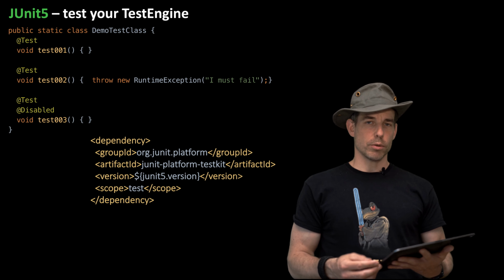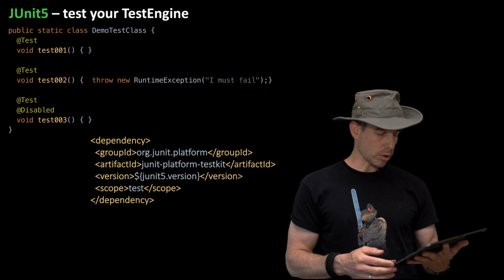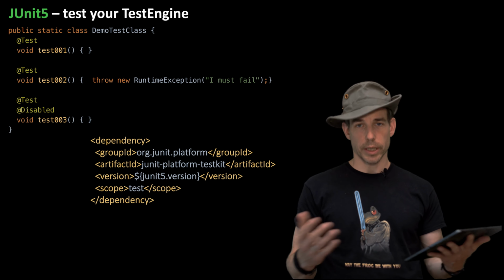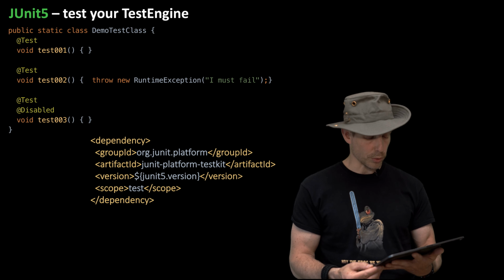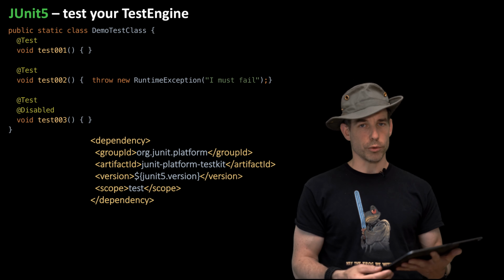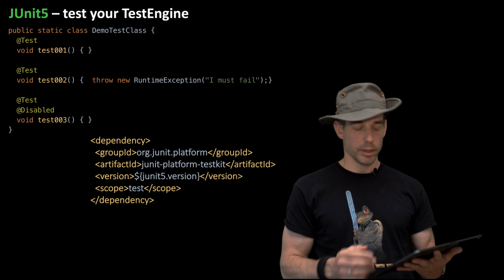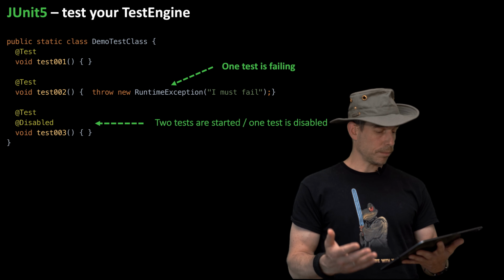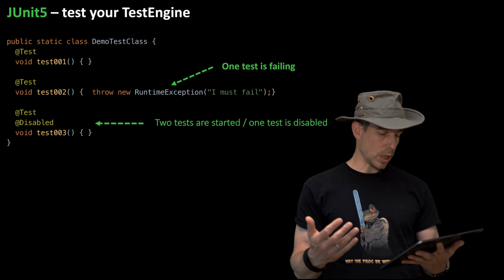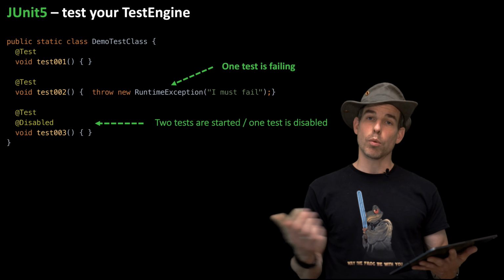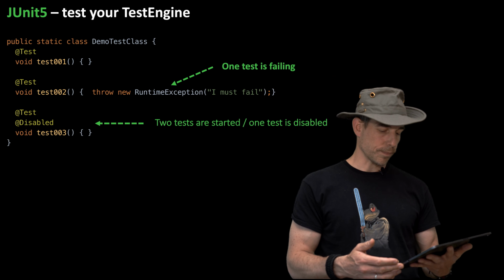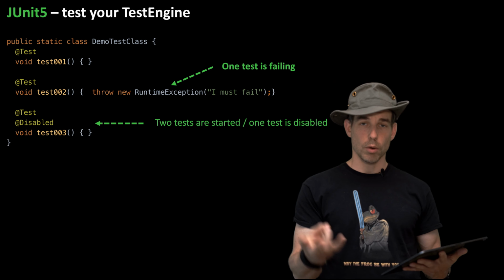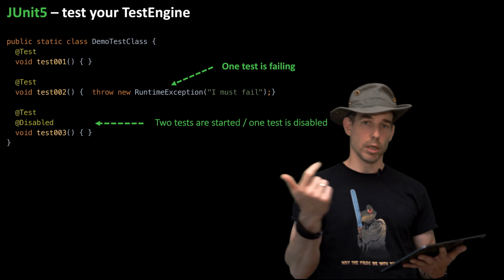To have access to this toolkit, you need this dependency, org.junit.platform. And then the artifact ID is junit-platform-testkit for the dedicated version you are using. And don't forget, just put it into scope of type test, so that it's not delivered accidentally. So here I have my demo class. I have a positive one, I have one test failing, and I have one test that is disabled. It means in general I have 2 tests started, one test disabled, one positive, and one negative one.